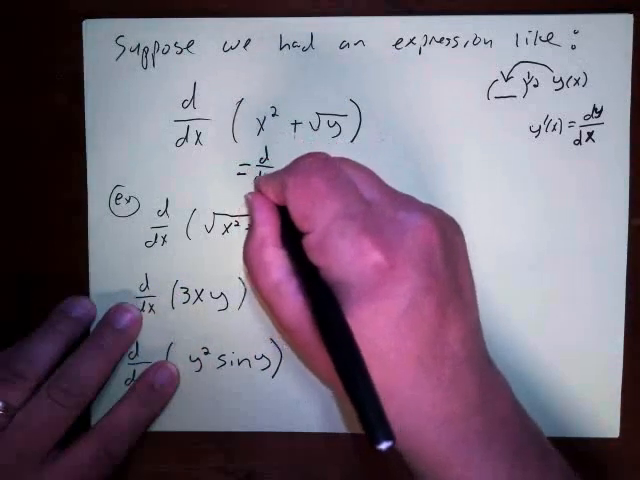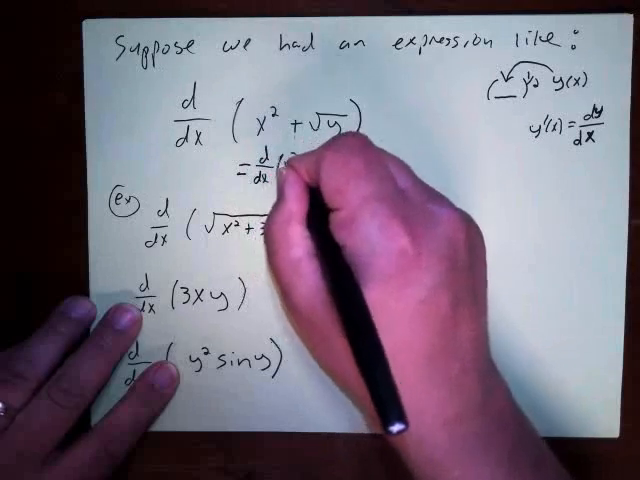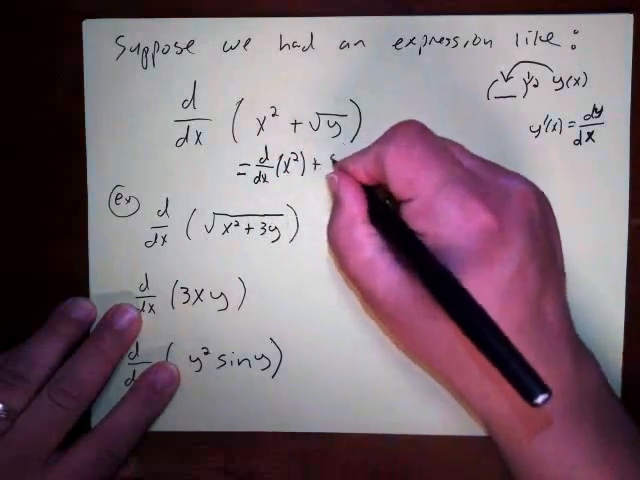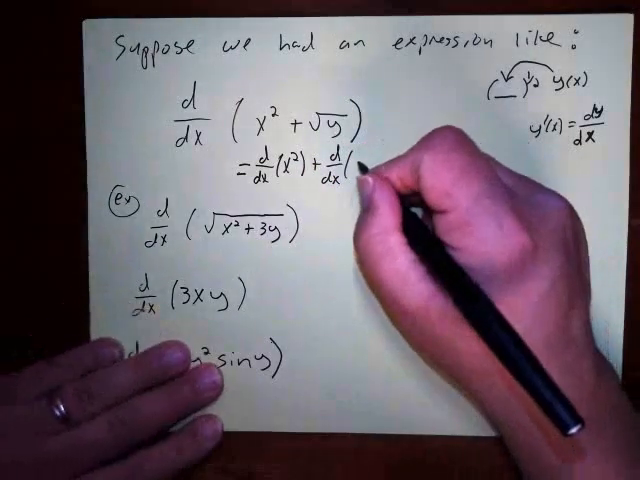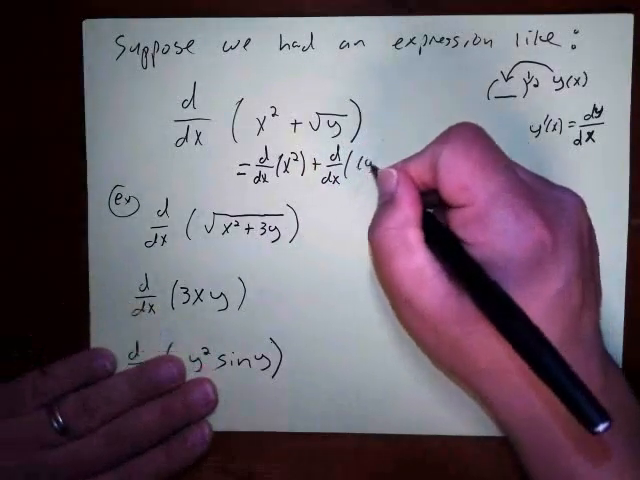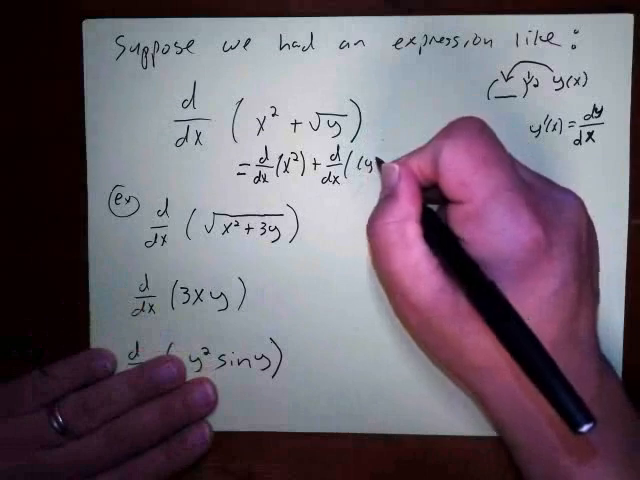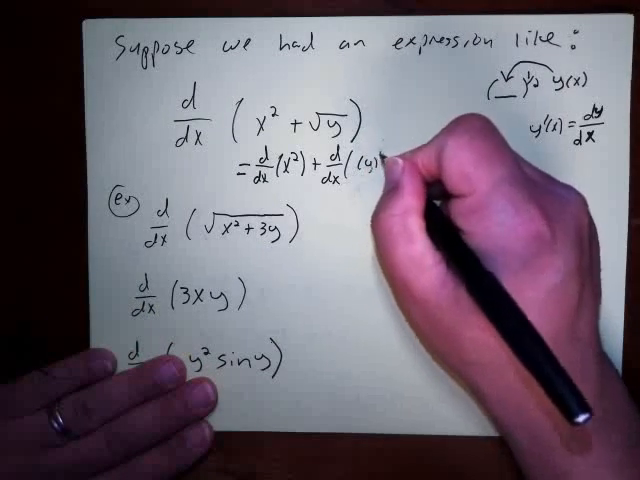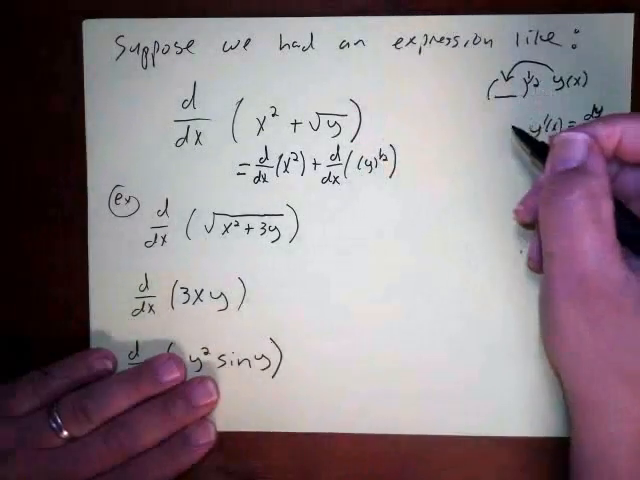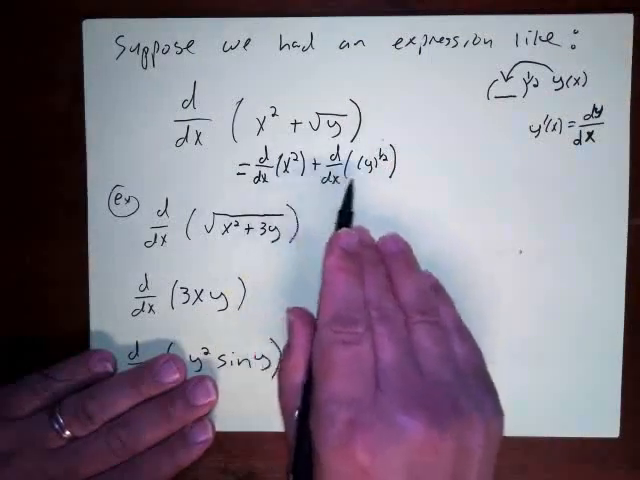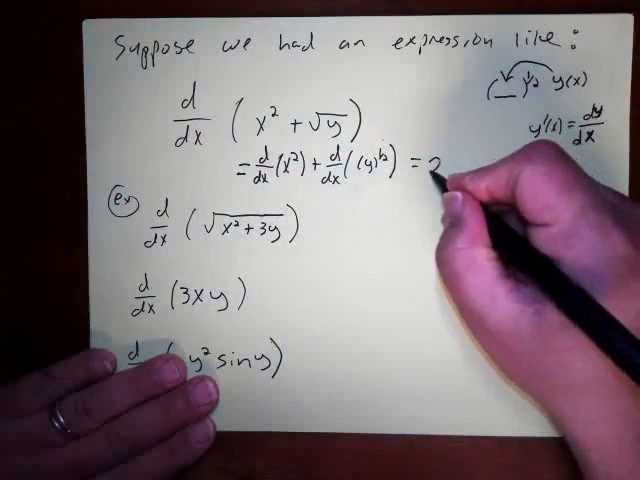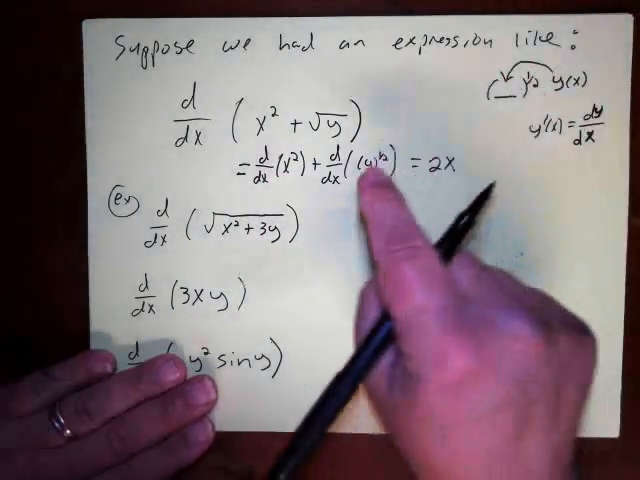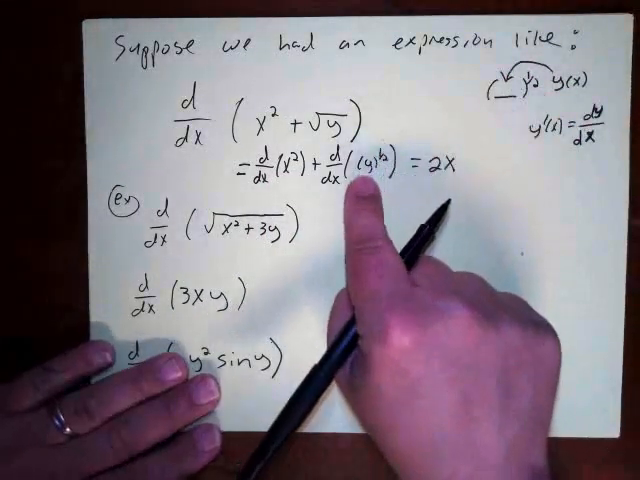d/dx of x squared plus d/dx of, and I'm going to write this as y to the 1/2, like that. So I'm taking the derivative of each piece. The derivative of this with respect to x is just 2x. But the derivative of this, I'm going to use the chain rule.